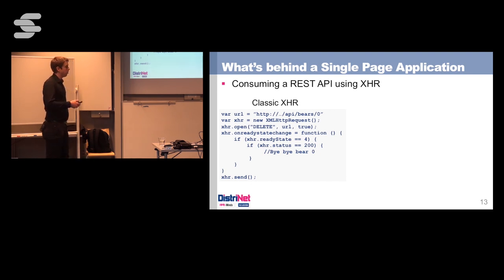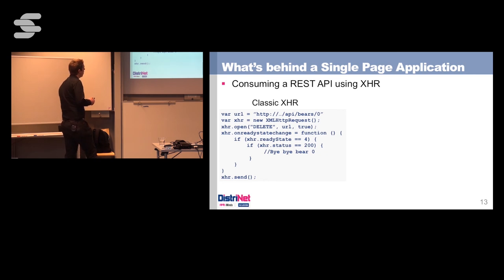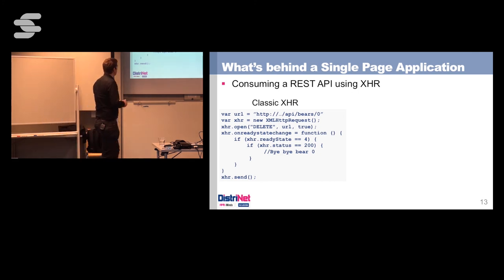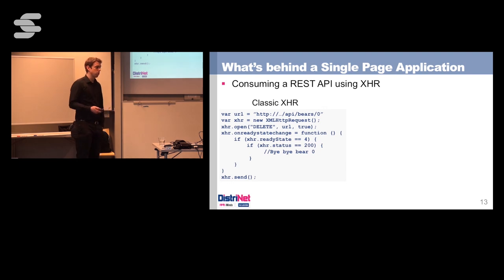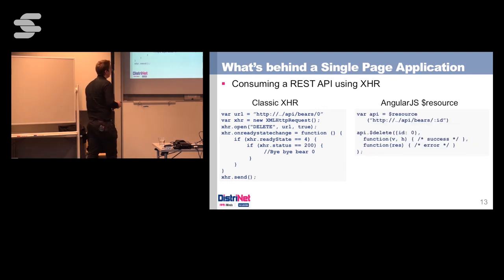If the response is received, this will be triggered. You check whether it's in the final state and if the status was successful. And if so, then you know that the bear was deleted and you can remove it from the client-side application as well. If you have to write this to consume an API, that becomes quite painful, especially if you do a lot of operations. So the single page application frameworks offer some tool support for that.